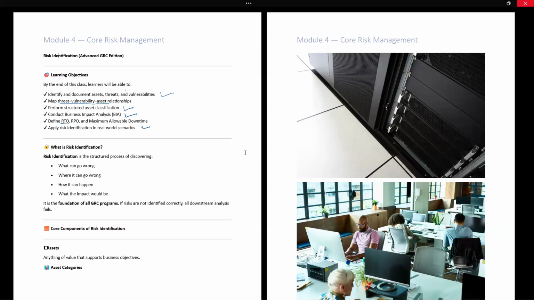Next question is where it can go wrong. It will go wrong when you are driving on the road. How can it happen? It can happen when you drive very fast at uncontrolled speed, without wearing a seat belt, or your car is not strong enough or not a properly safety-rated car. What could the impact be? You might get hurt, you might get injured, you might die. So these are the ways people can be impacted.